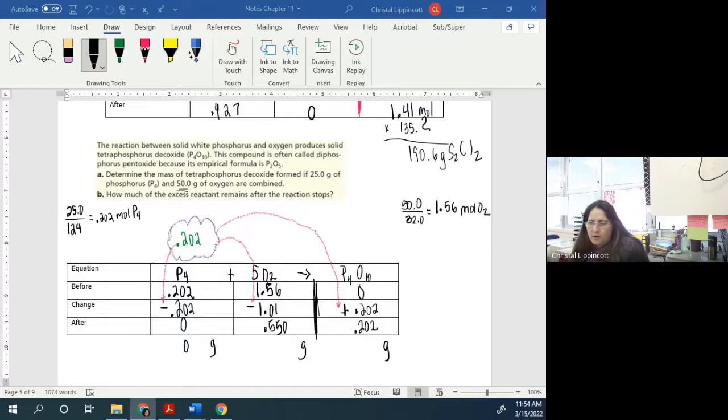All right, so I found that my molar mass of this guy is 284. So I'm going to multiply this by 284, and I end up with 57.4 grams for the P4O10. For here, I need to multiply this by 32. So 32 times 0.550 equals 17.6 grams for this guy.